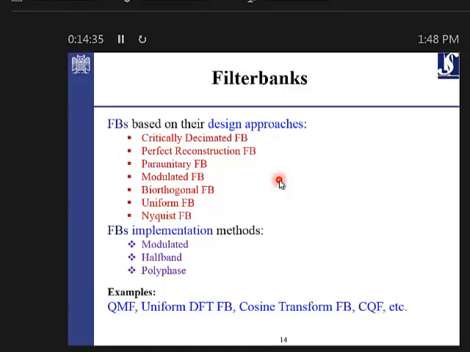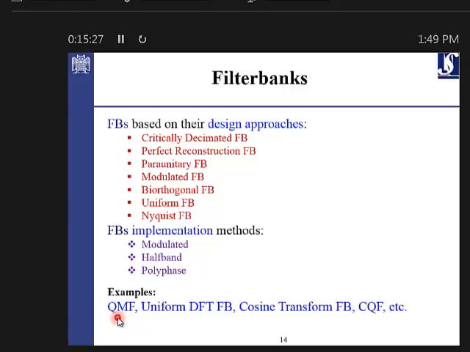So there are different design approaches for designing the filter banks, and also some implementation methods which can make the practical usage of the filter banks more efficient. So we have critically decimated filter banks or perfect reconstruction filter banks and many other different methods. For practical implementations, we have some efficient ways like the modulation or the half-band filter bank design or the polyphase filter bank design. We already talked about the polyphase when we were talking about the sampling rates and variation of the sampling rates. But in the coming slides, we're going to talk more in detail about how it can be implemented.